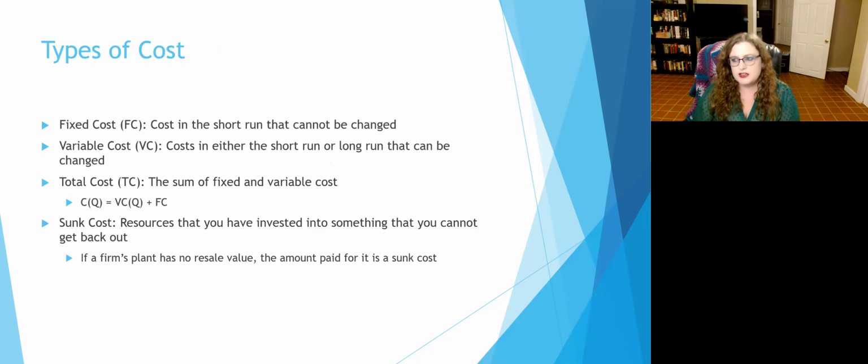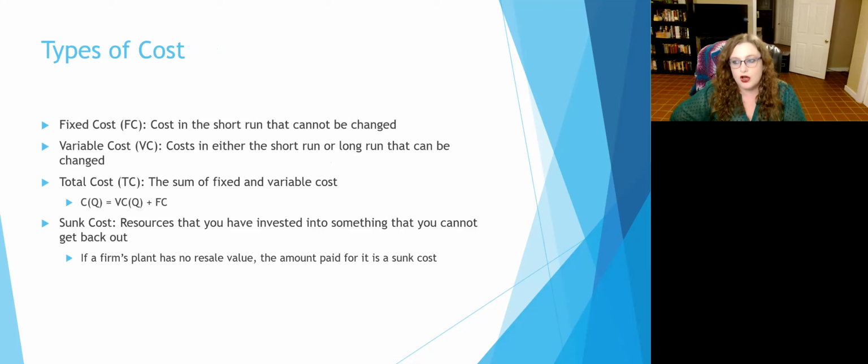So much like how we had total product, marginal product, and average product, we also have total cost, marginal cost, and average cost. We also have fixed cost, variable cost, and sunk cost. Don't worry, it's a lot of definitions. I would recommend knowing what the definitions are, but let's think about this.